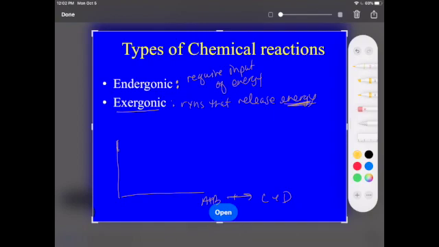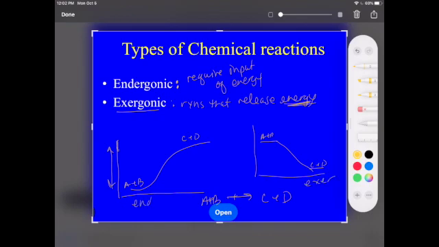Let's do this again. Let's say A and B are down here, and the products have energy up here. Can you see that that chemical reaction requires the input of energy to make it happen? That would be endergonic. Exergonic would be if it looked like this. A plus B are up here, and the energy of the products are way down here, and there we go. That's exergonic, and this is endergonic. And exergonic reactions can power endergonic reactions.